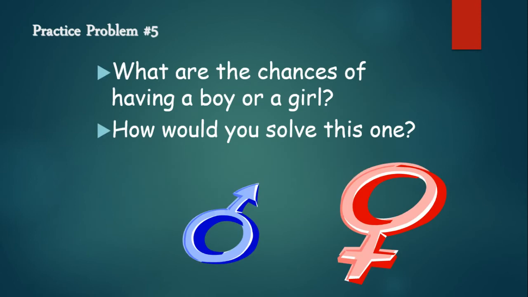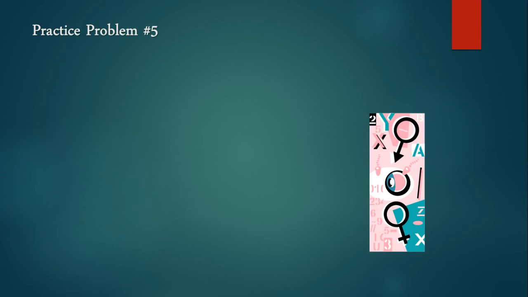Now let's think about this. What are the chances of 2 humans having a boy versus a girl? How could you solve this? If you think back to one of the things we discussed when we were talking about genes and chromosomes, you might remember that it is a chromosome that determines the gender of a child. XY would be a male. XX would be the female.